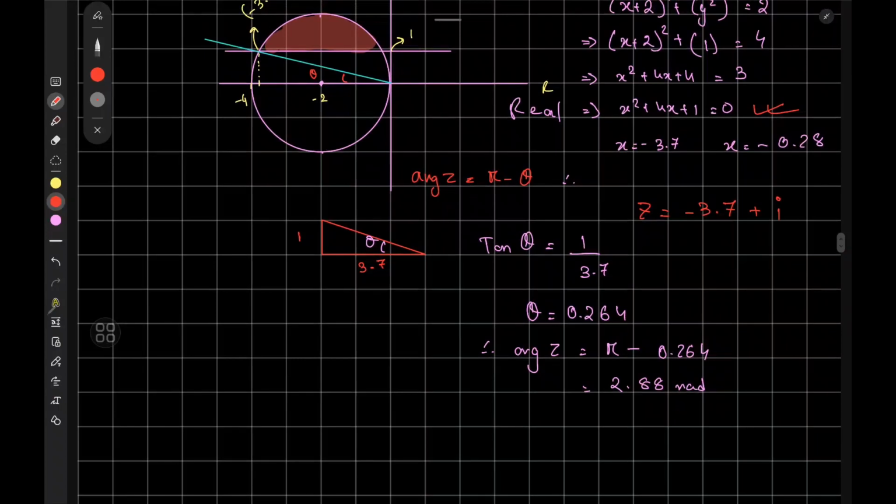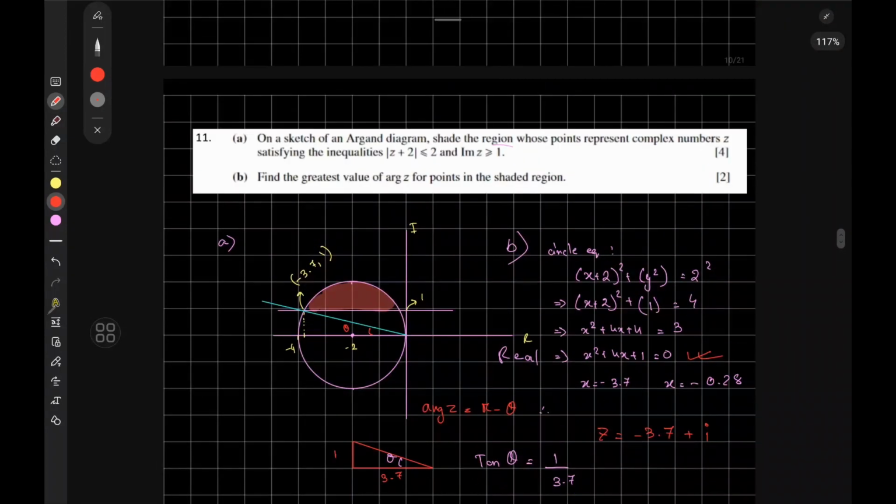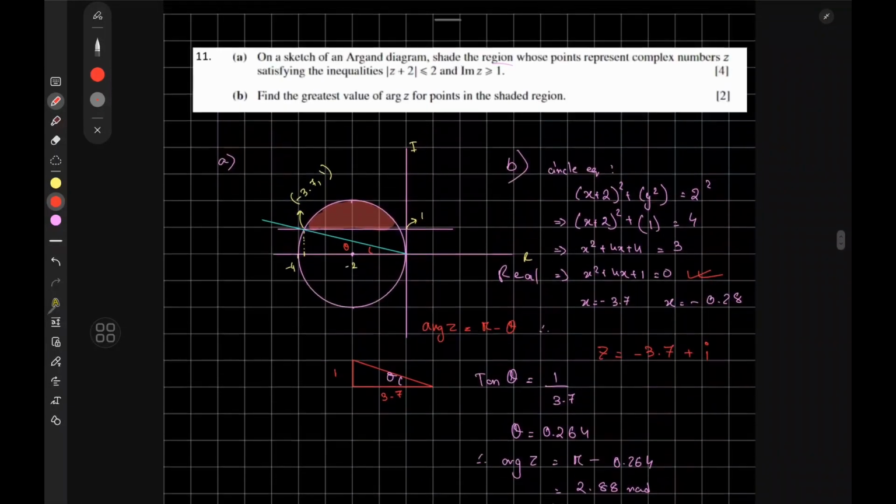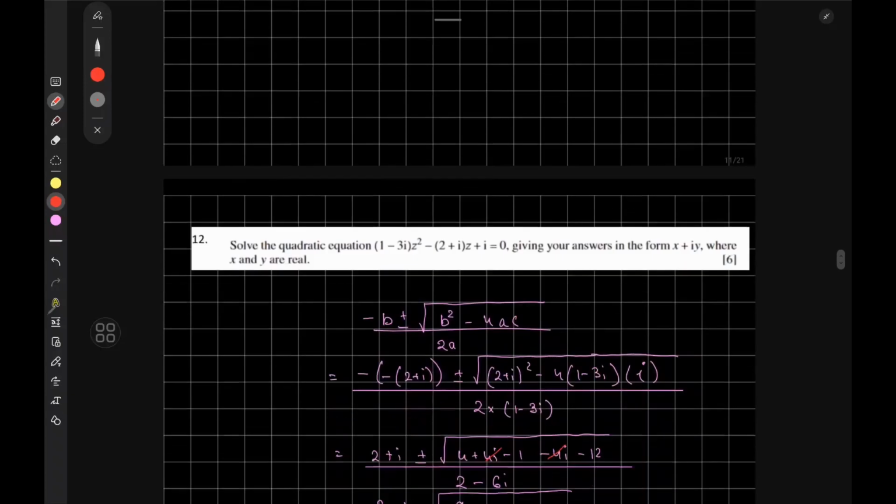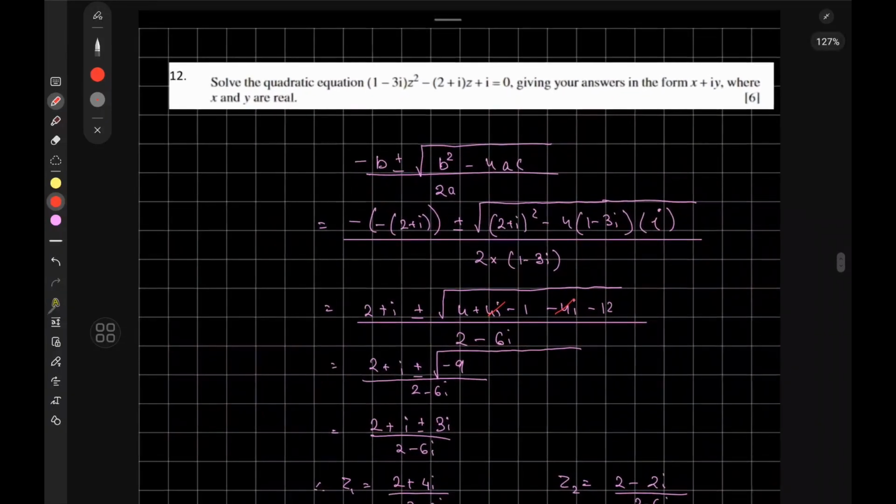Tan theta is going to be opposite, which is 1, by adjacent, which is 3.7, so theta comes out to be 0.264. So argument z is going to be pi minus 0.264, which is 2.88 rad. Great. So arg z is 2.88 rad. Okay, let's move on to the next question, which is question 12.